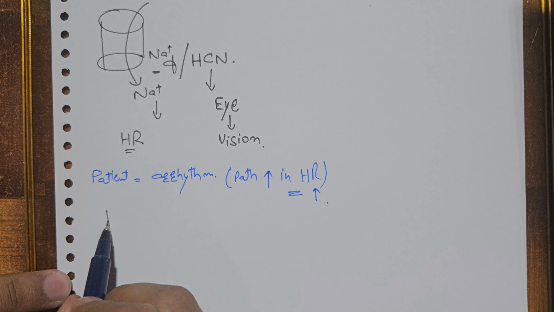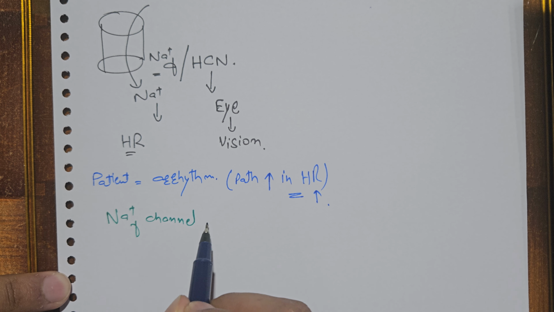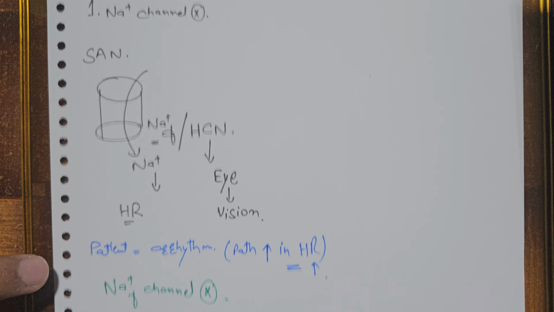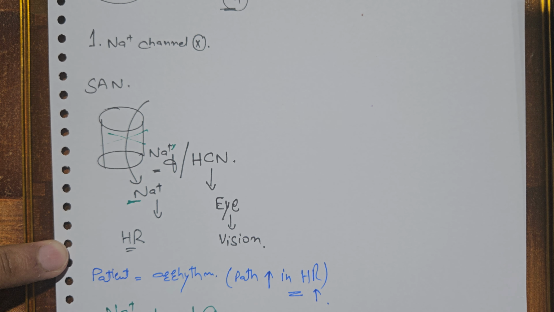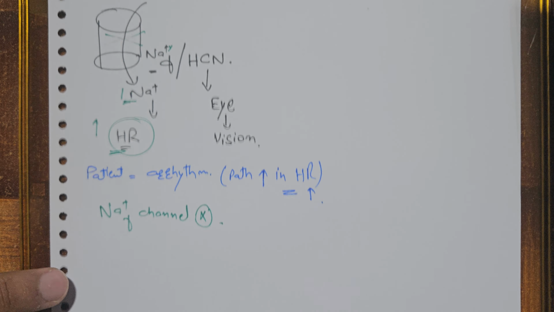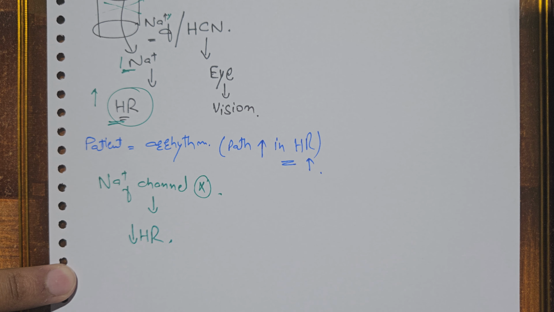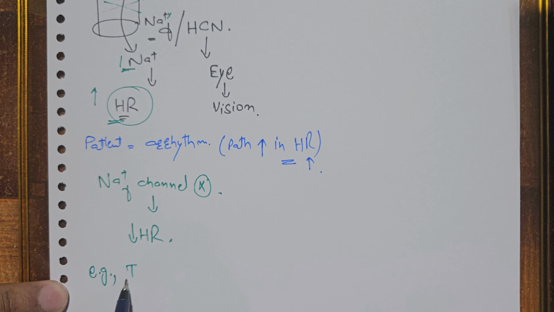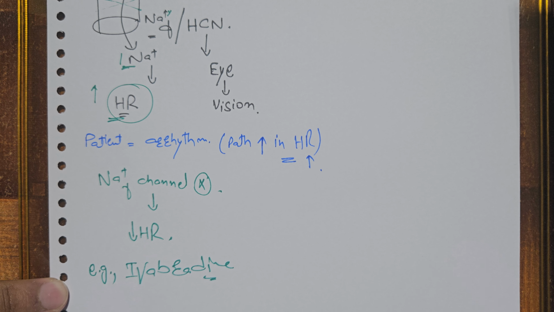We give him a sodium funny channel blocker. This is a drug. So when we give him this sodium funny channel blocker, that means we block these channels. Sodium will not come inside of the SA node. That means the heart rate will decrease, because entry of sodium increases heart rate. It is responsible for the generation of heart rate. So it will result in the decrease of heart rate. So we treated this patient. An example of this drug, sodium funny channel blocker, is ivabradine.